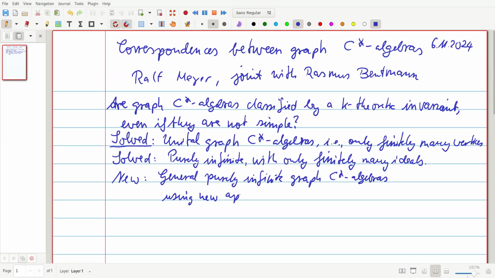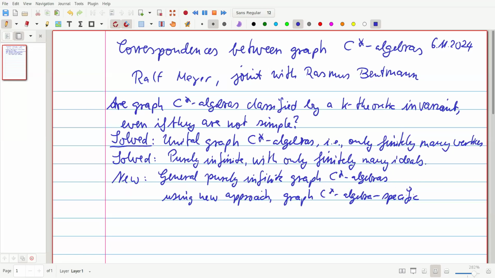Well, using a new approach, which is also very graph C-star algebra specific, maybe unfortunately. My previous work with Rasmus was mainly about purely infinite C-star algebras in general. There is something special about graph C-star algebras in these results sometimes, but many of the techniques would work in the same way for arbitrary purely infinite C-star algebras, and there were only a few places where graph C-star algebras are any special.